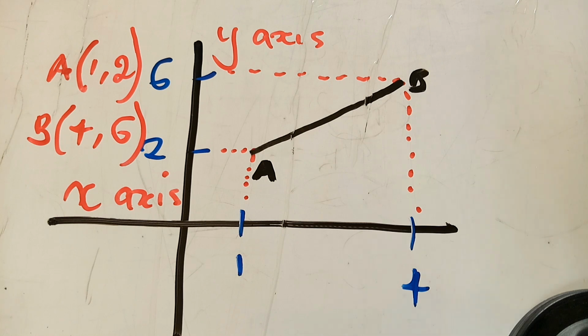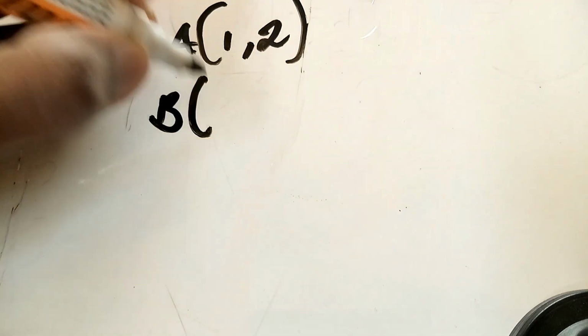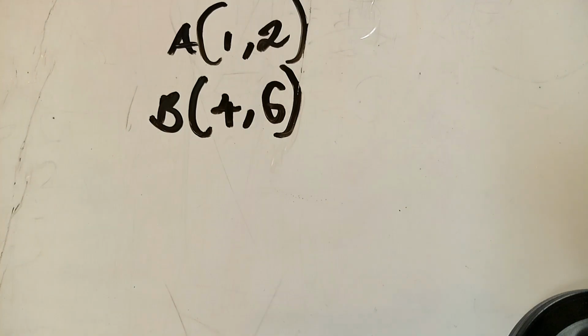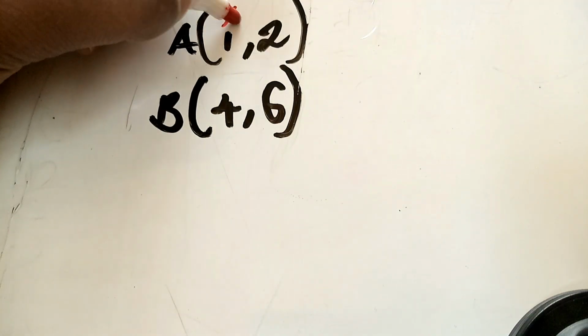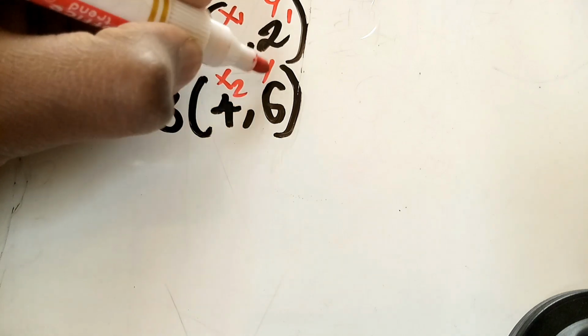Now we will use this formula to find the distance between point A and point B. So we were given the two points as A was (1, 2) and B was (4, 6). Now we're finding the distance between the points. So we know this number 1 here is our x1, and this is our y1. This is our x2, this is our y2.